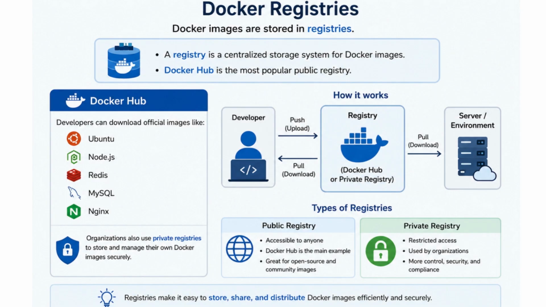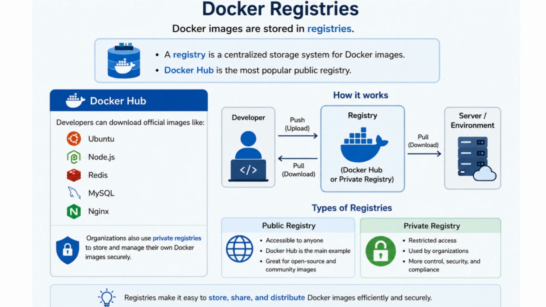The workflow of Docker registries is simple but powerful. Developers create or customize Docker images on their local machines and then push those images to a registry. Once stored in the registry, the same images can be pulled and used by servers, cloud platforms, testing environments, or other developers. This ensures consistency across development, testing, and production environments.